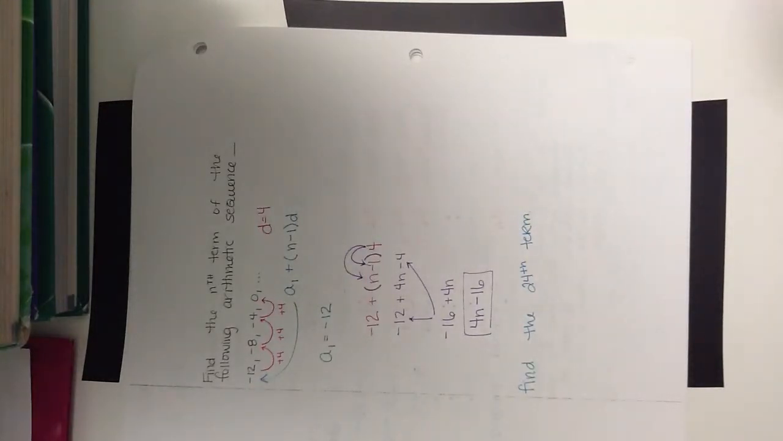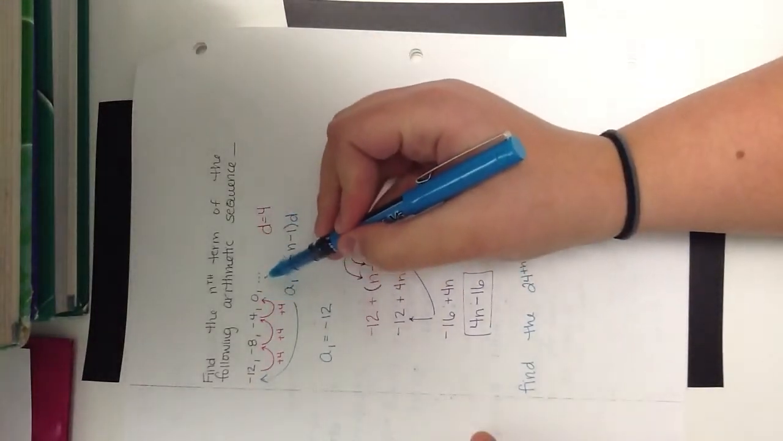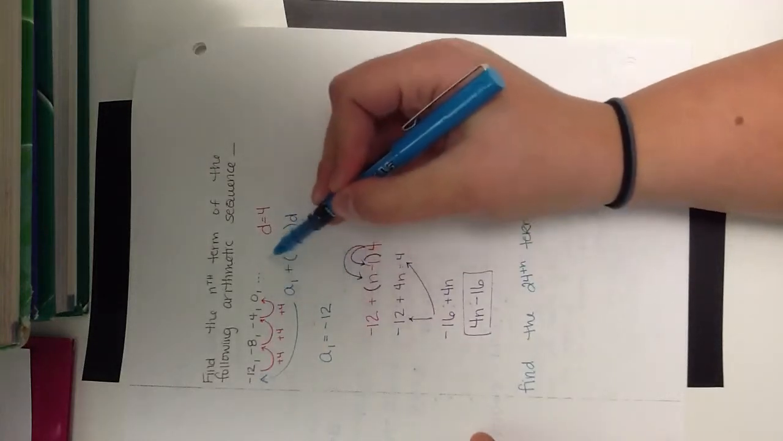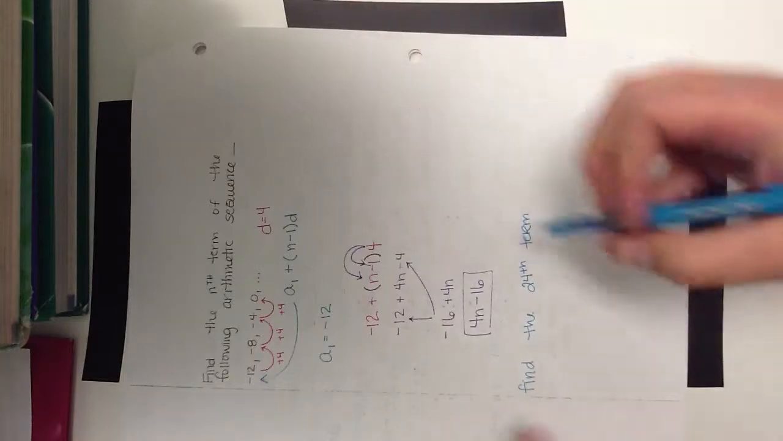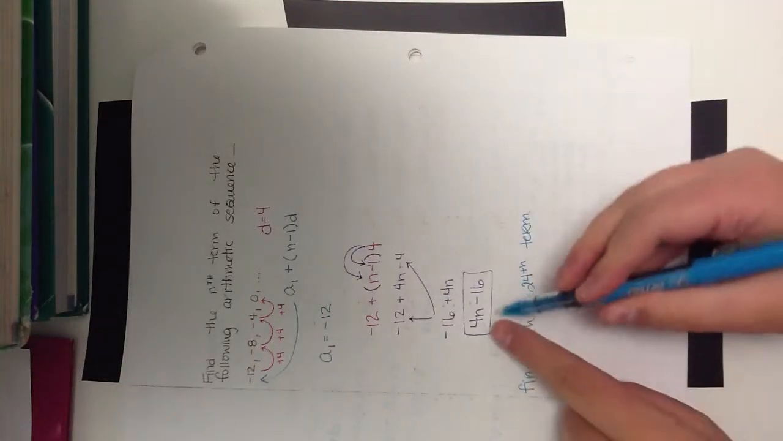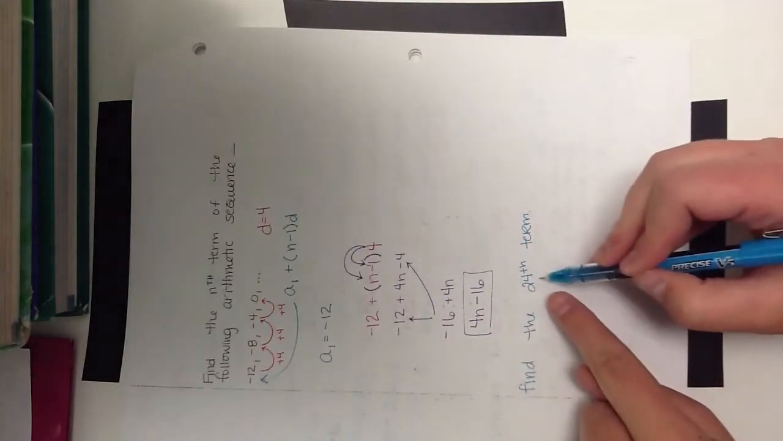Now, I could go through and add 4, use the old school method of adding 4 24 times to make sure I get to the right answer. Or I could just plug in 24 for n up here, because I know that n is 24 here.